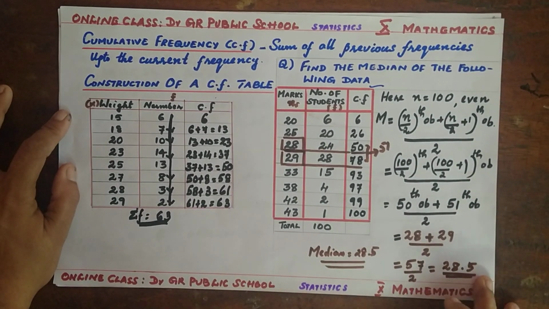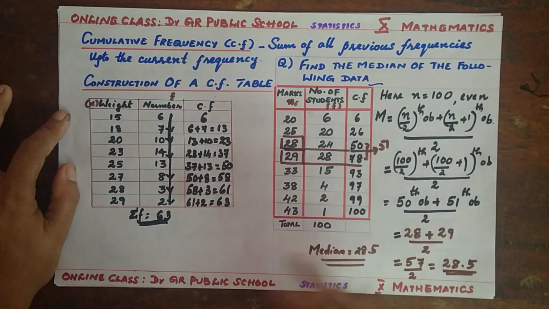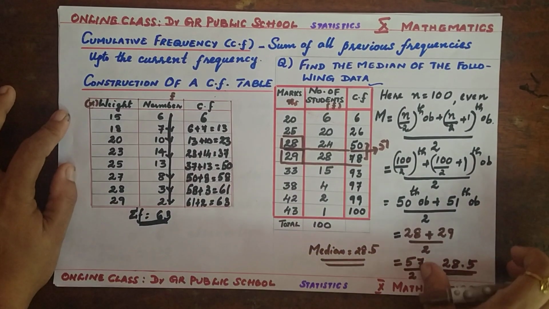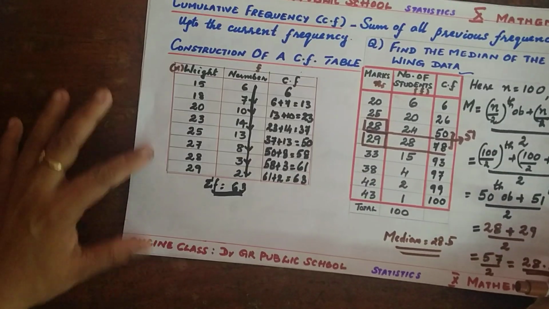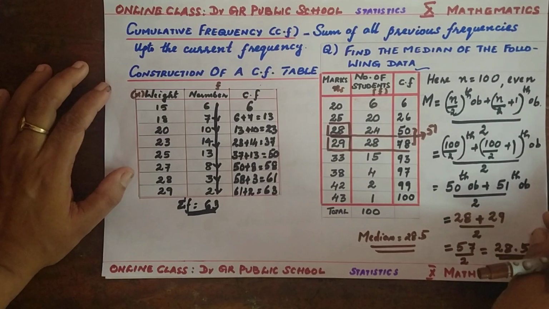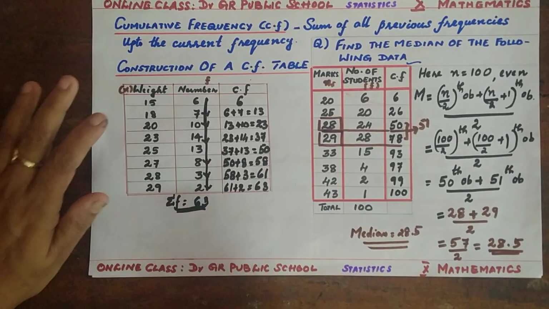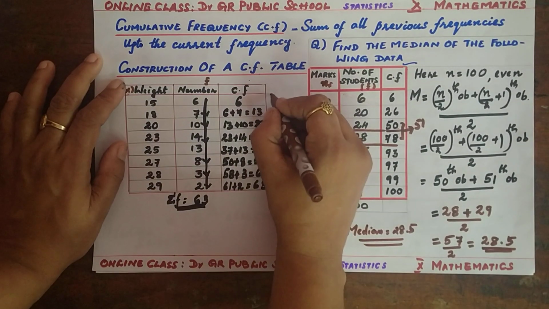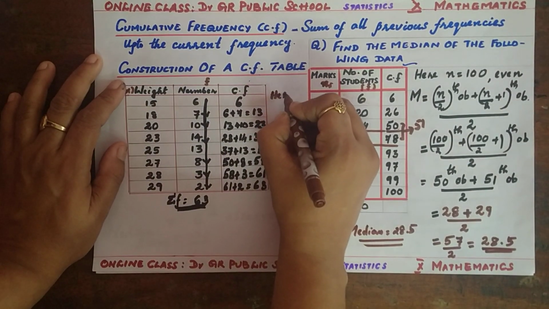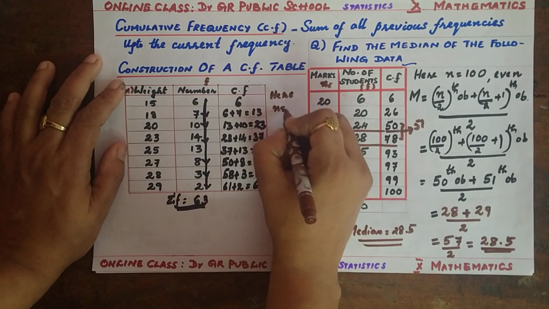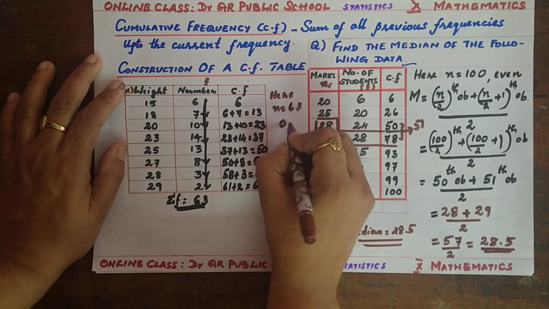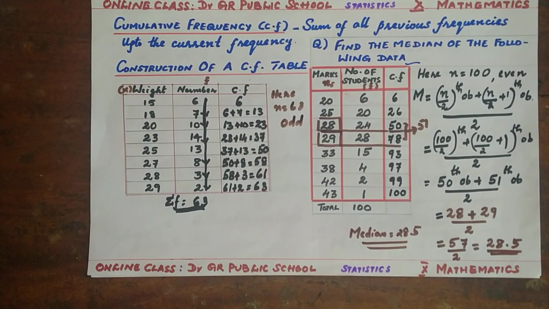Any doubt? So, if n is even, you can apply this formula. Okay, now come to this question 2. Already we formed a CF here. We are going to find the median by means of this formula itself. Here, n equals the total observations, n equals 63. Am I right? 63 is an odd number. If n is odd, how to find the median? Median can be found out by using the formula.